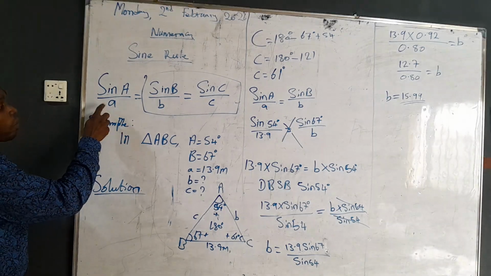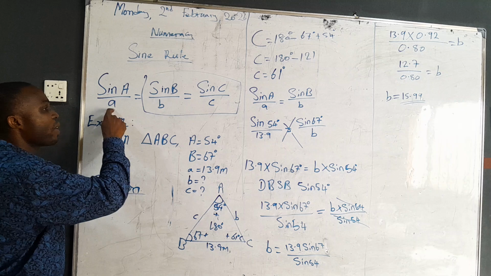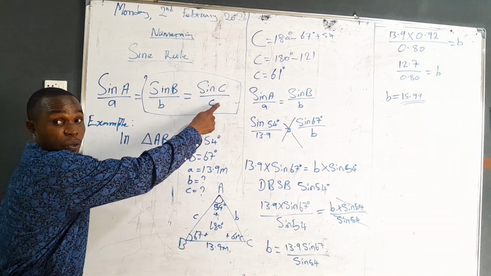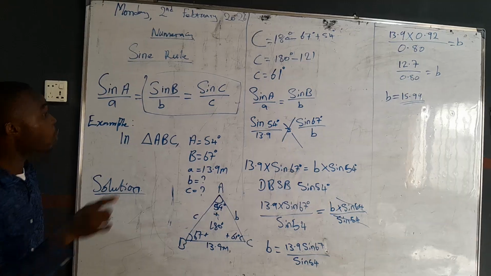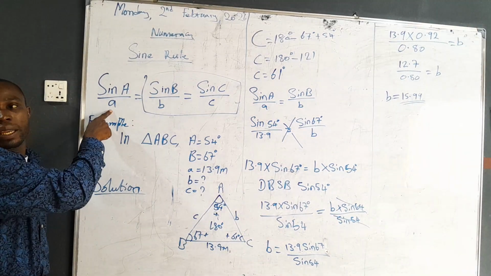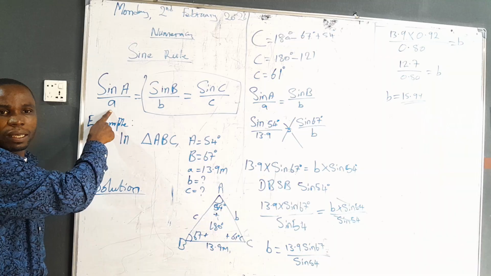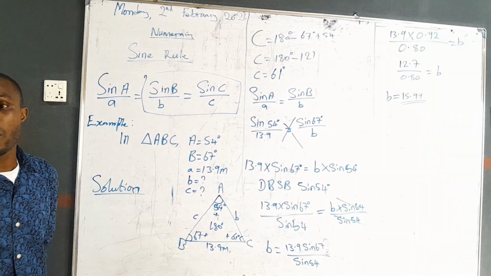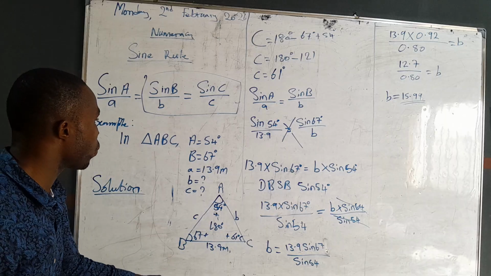But look at this one. Even if we are not given this one and we are given this one, and we are asked to look for this one, we can use this one and this one to solve, because at least we know one of the variables. Is that taken? Yeah. Any further question?